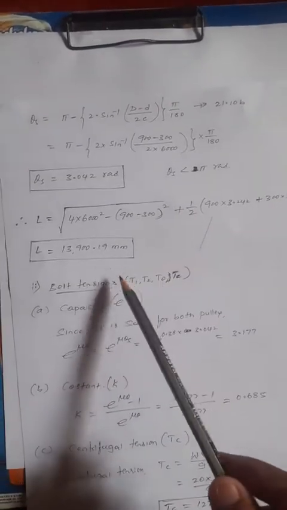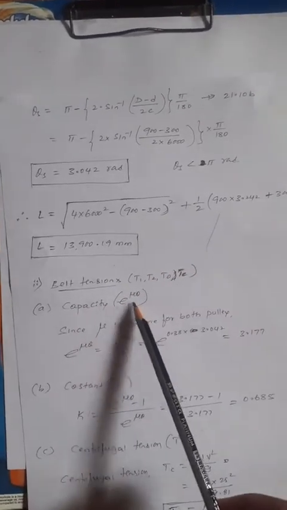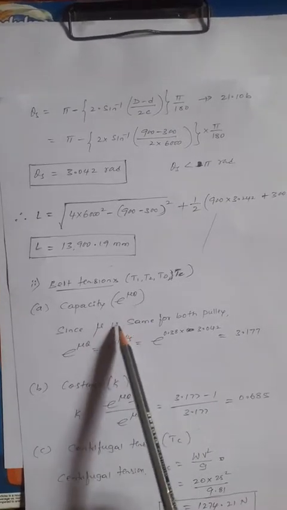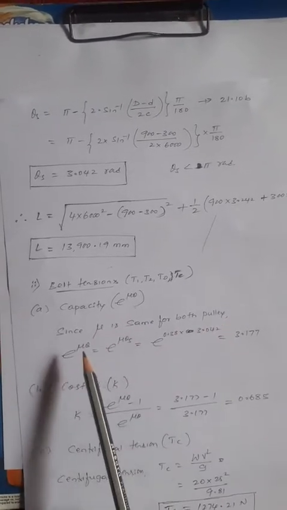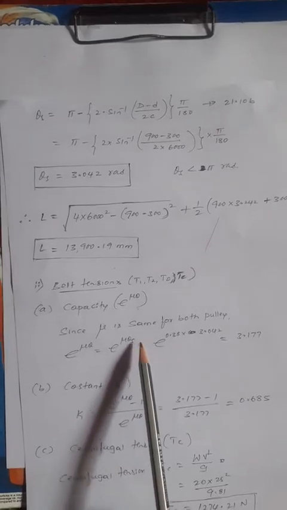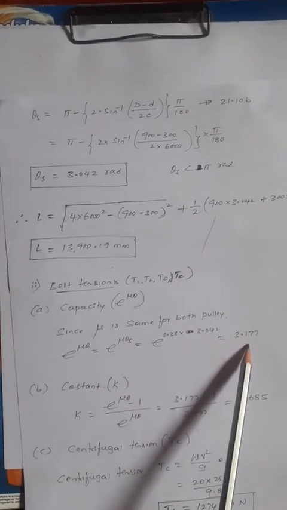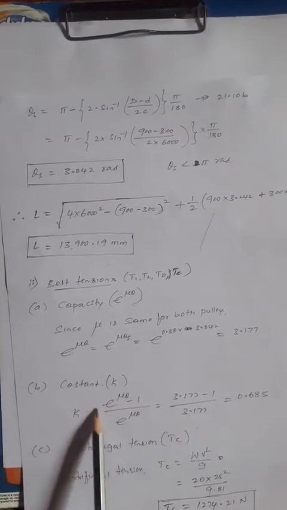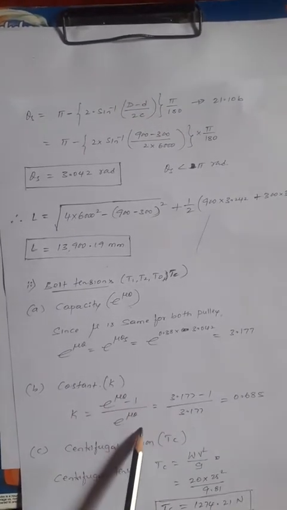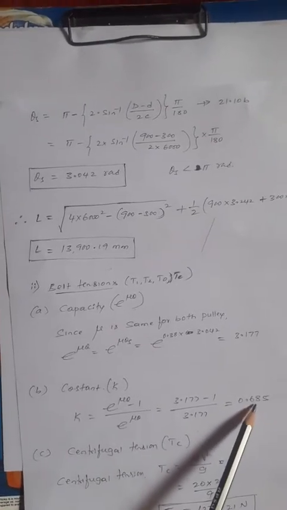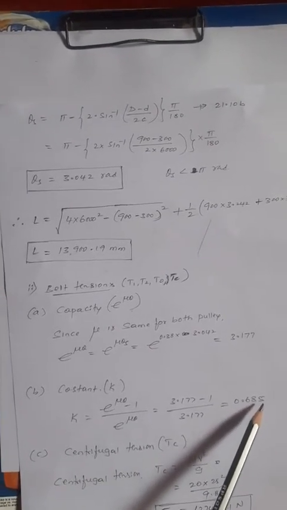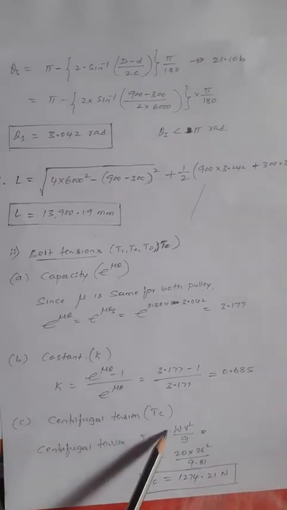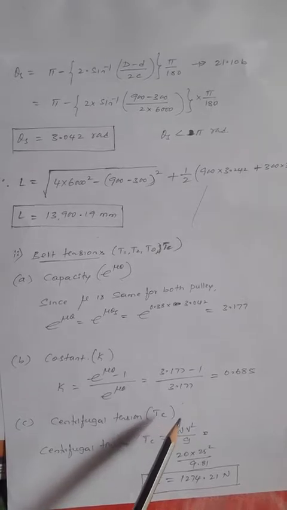How do you calculate the belt tensions? First I want to calculate the capacity of the belt. You know the capacity of the belt involves e to the power of mu theta. Mu is the same for both pulleys, so e to the power of mu theta is equal to e to the power of mu theta S. Then substitute, and we will get this value. Then you determine the constant K, which is equal to e to the power of mu theta minus 1 divided by e to the power of mu theta. From this you will get K value 0.685. Then the centrifugal tension: W is given, weight per unit length is given.